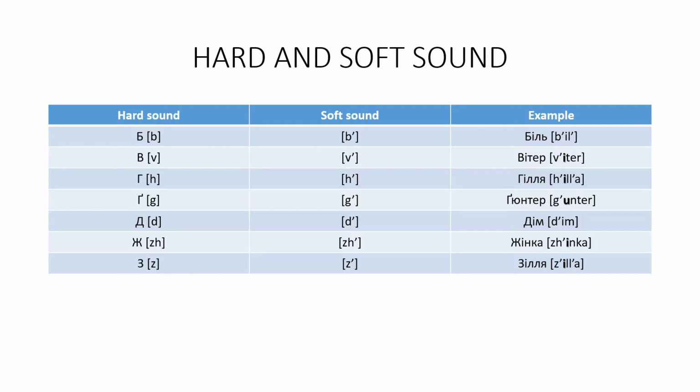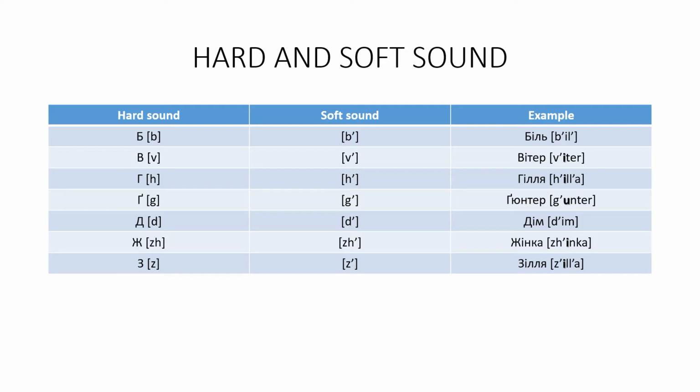Okay, I want to give you a tip. If you want to make a soft sound, you must concentrate this sound on the middle of your mouth. For example, if you say b, you must concentrate this sound on the center of your upper lip. Like in the word bill. Pay attention, it's not bill.